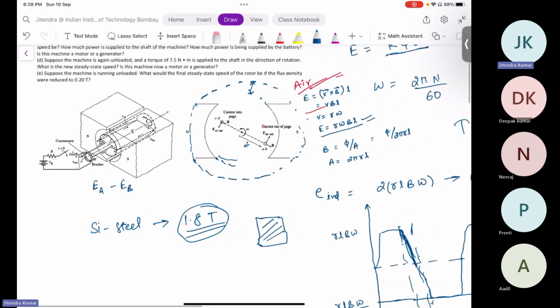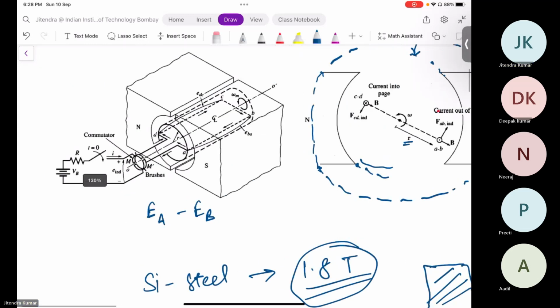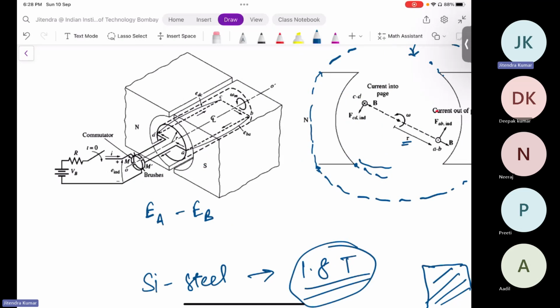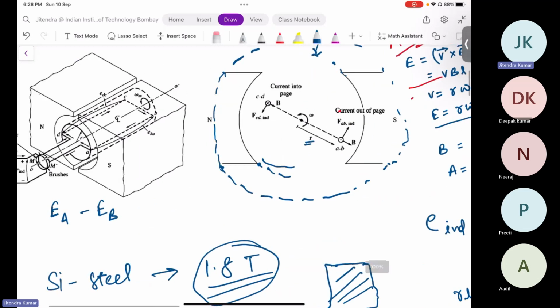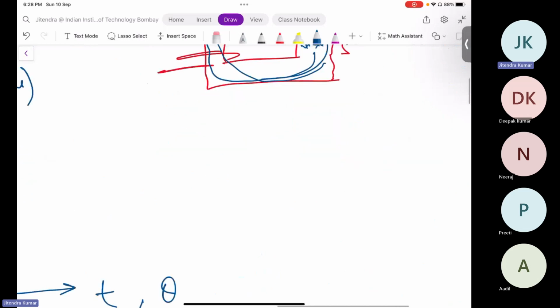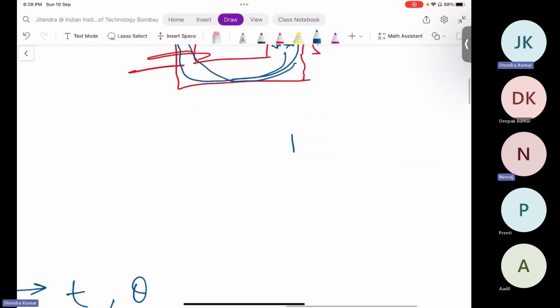Okay, so let us go back where we were. And sir, why will this EMF shift above the axis? With the help of commutator and brushes. So see, brushes are stationary, and whatever EMF. Let me draw. See, they are connected, EA, EB.